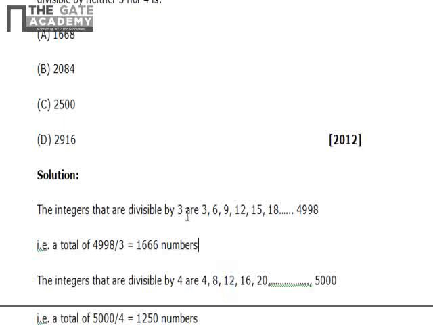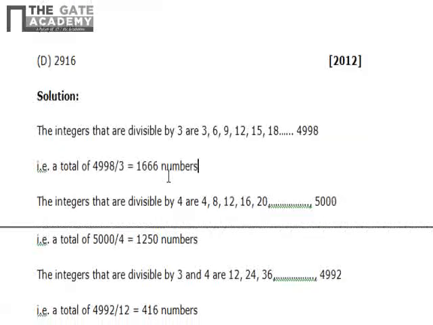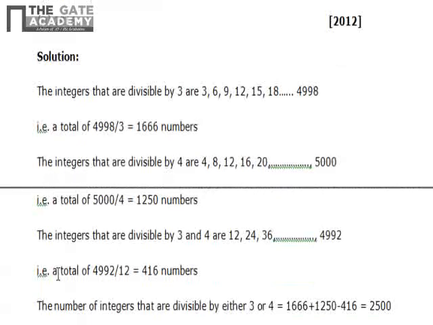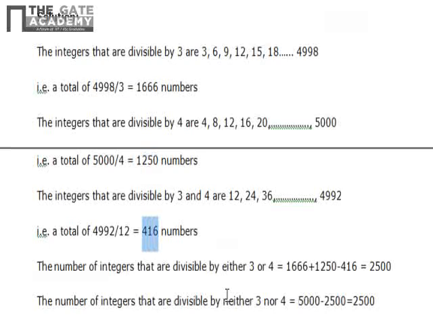So we will have to find the number of integers which are divisible by the LCM of 3 and 4. The LCM of 3 and 4 is 12. So the integers that are divisible by 3 and 4 both are 12, 24, 36 up to 4992. So the total number is 4992 upon 12, that is 416. Add these two, subtract this common from them. So you'll get the number of integers that are divisible by either 3 or 4 is 1666 plus 1250 minus 416 is equal to 2500.